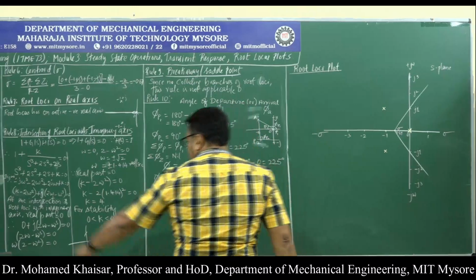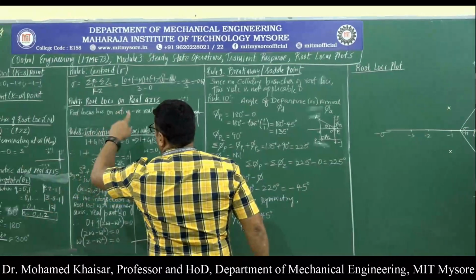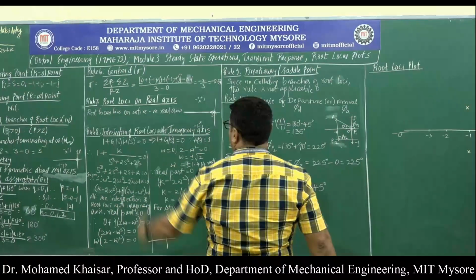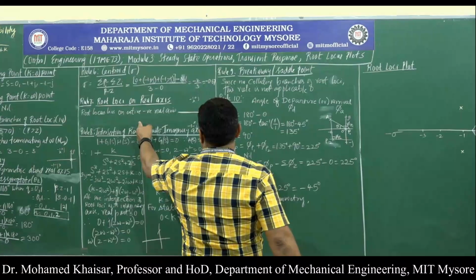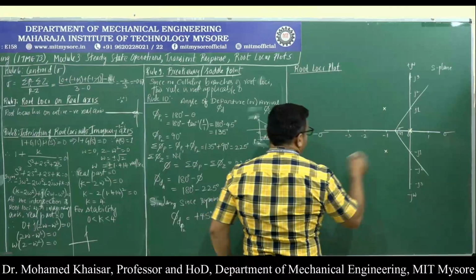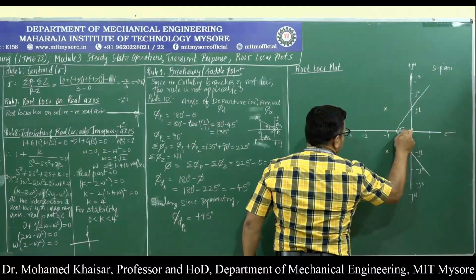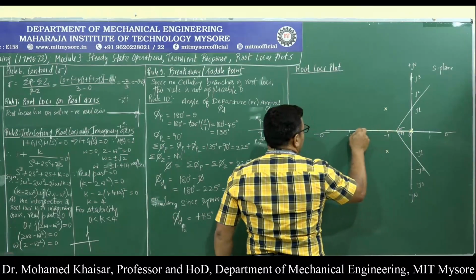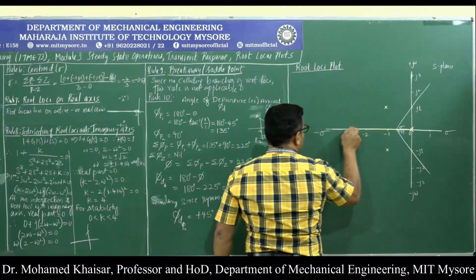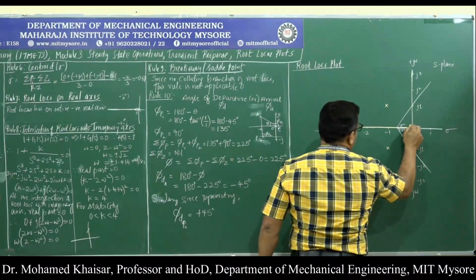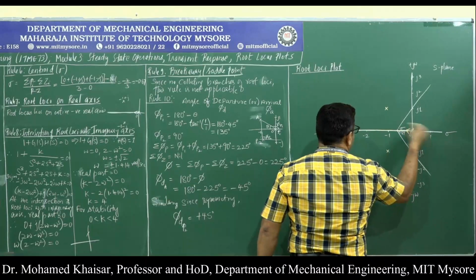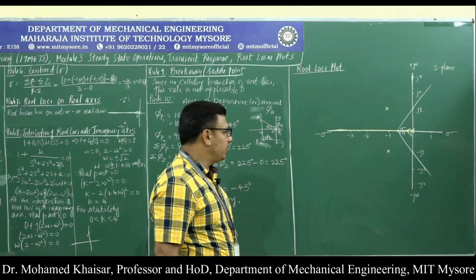Now, after we have used the centroid and drawn the asymptotic straight lines, where will the root loci exist? On the entire negative real axis, because 180 degrees is an asymptotic straight line. So along the entire negative real axis, the root loci will exist. Since this is a pole, it is a starting point, so the arrow will be leaving the pole, that is 0.